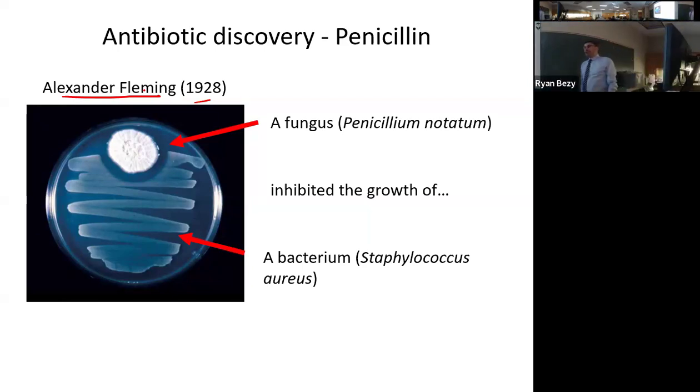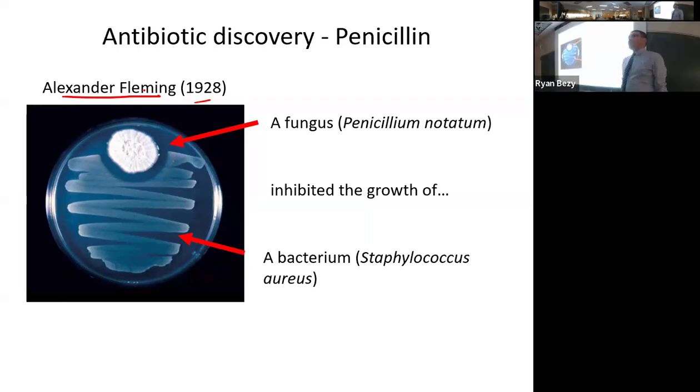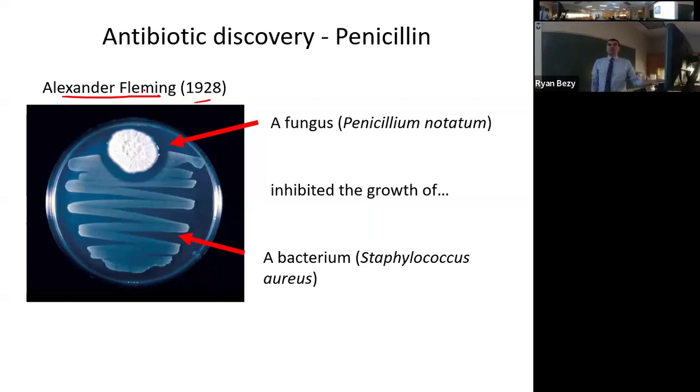He then went on to do research on that, characterized it, and over the course of about 10 years said, hey, this could be useful, but I don't know how to do it, so he abandoned the project. A couple chemists came along who knew what they were doing, and they figured out how to mass produce the penicillin antibiotic. And by the early 1940s, it was starting to be used to treat disease.